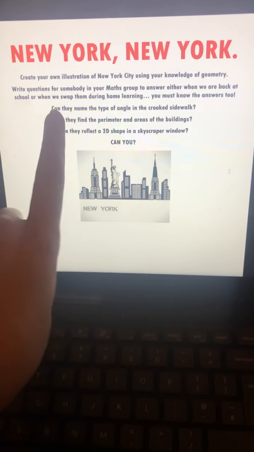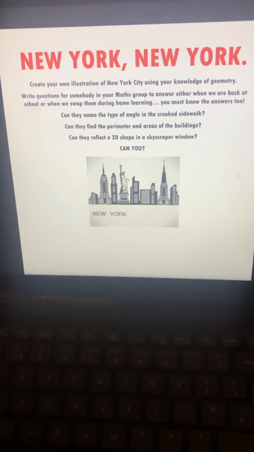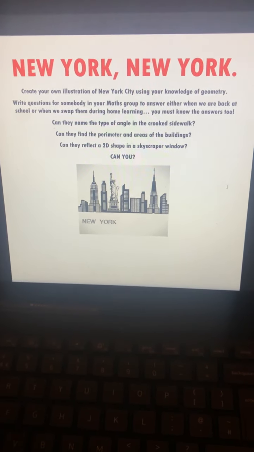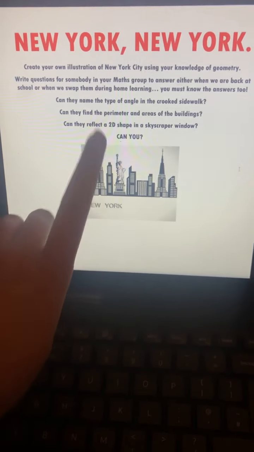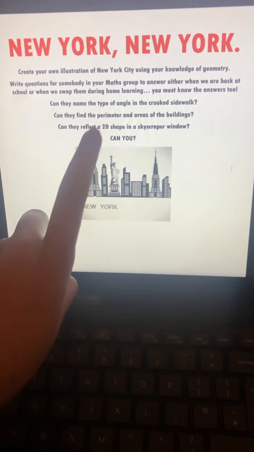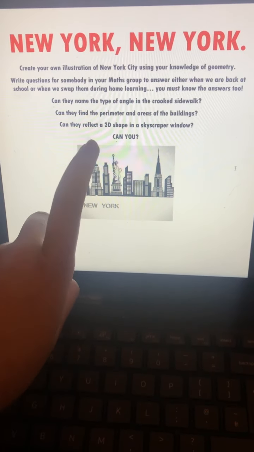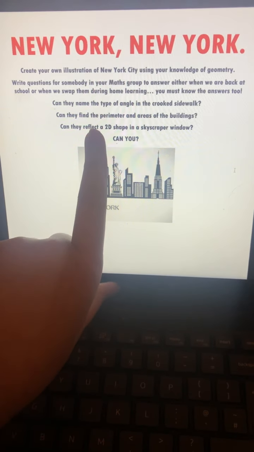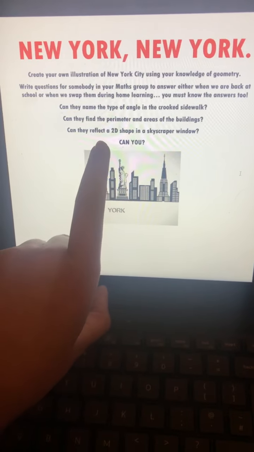So you need to think about, can they name the angle in the crooked sidewalk, which is the same as the pavement? Can they find the perimeter and areas of the buildings? And can they reflect a 2D shape on a skyscraper window? Can you do it is the big question. I've actually just realised that this word here should say translate. So think very carefully about how you set that out, not reflect. If you want to challenge yourself and you know how to reflect the 2D shape, then do that, but it should say translate like you were doing yesterday.